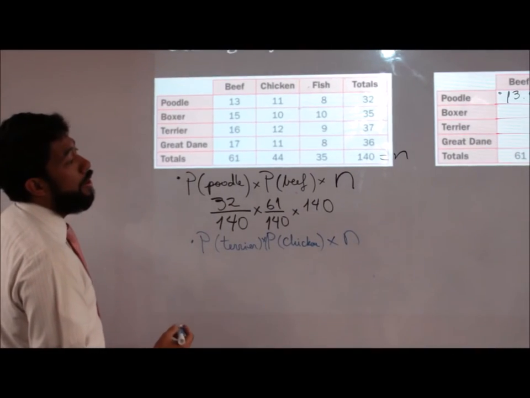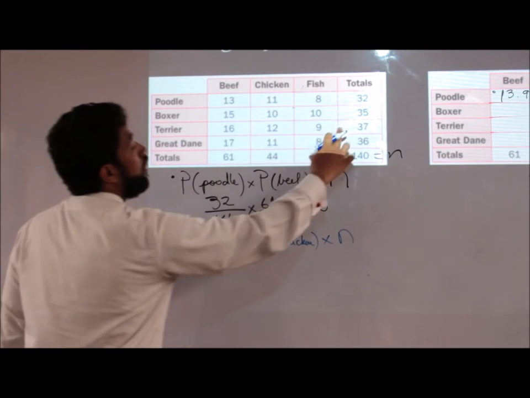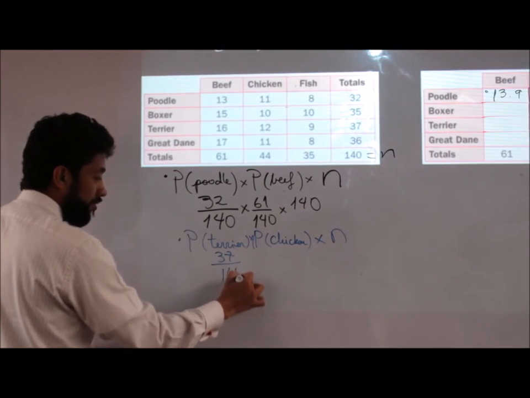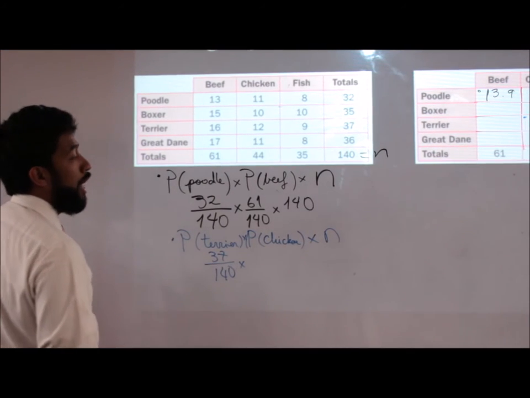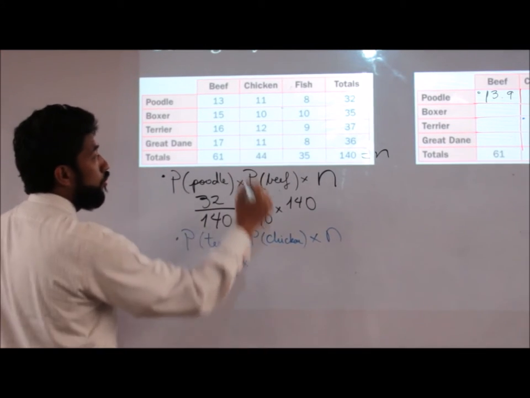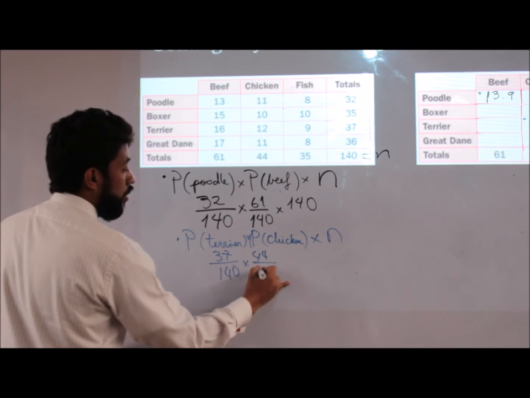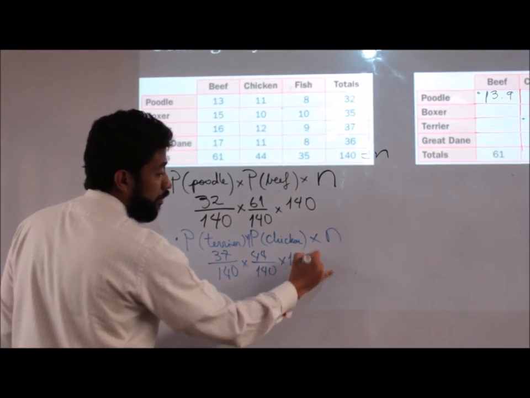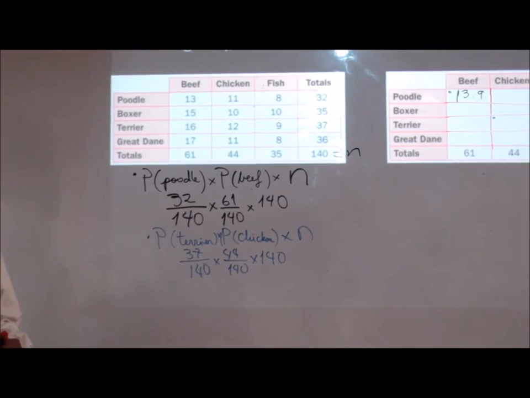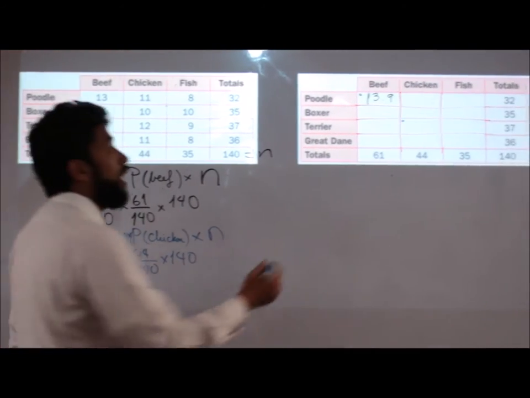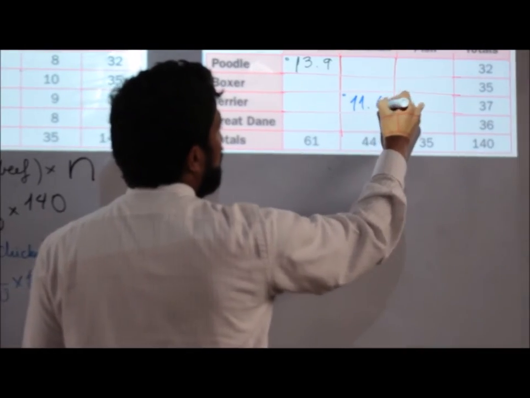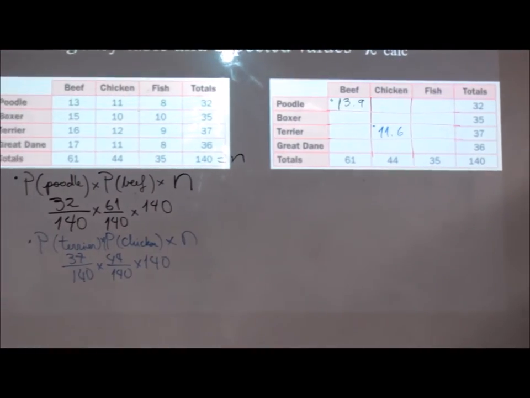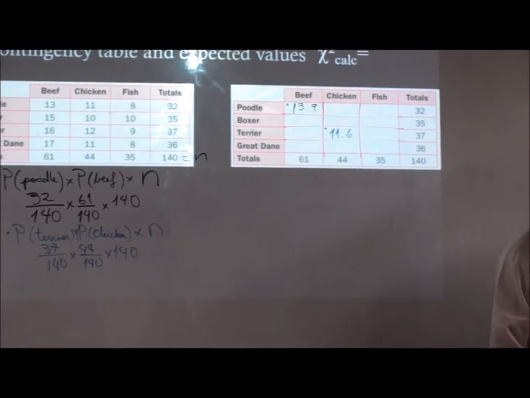Probability of a terrier: 37 over 140, multiplied by 44 over 140, multiplied by 140. 11.6. Great. Now, as I told you in the last class, if I ask you to show the probabilities, you must do this.